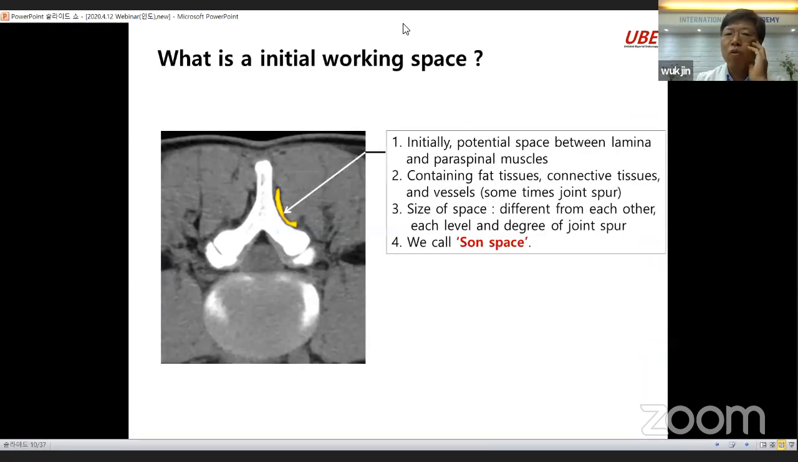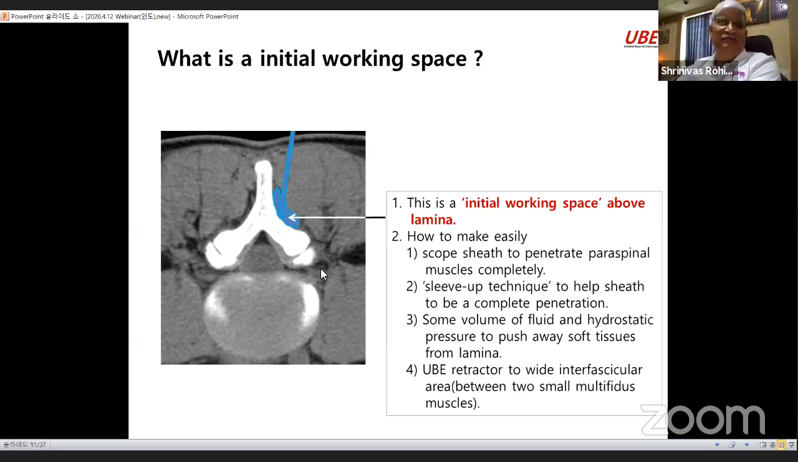What is the initial working space? You can see here, this yellow area is the potential space between the lamina and the paraspinal muscle, containing fat tissue, connective tissue, and vessels, sometimes bone spur. But the size of the space differs for each person, each level, and with the degree of bone spur. We call this the Sonje space. This area is the initial working space above the lamina.